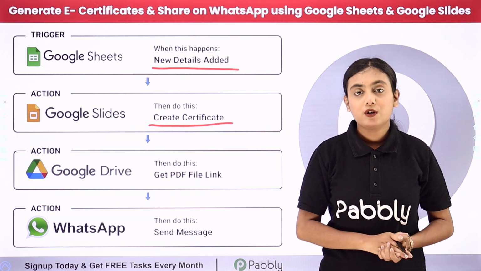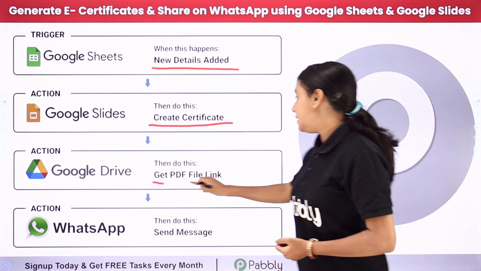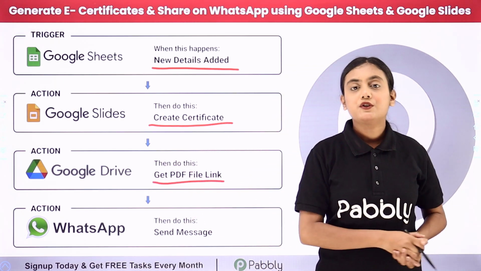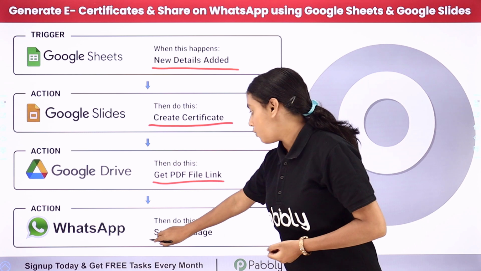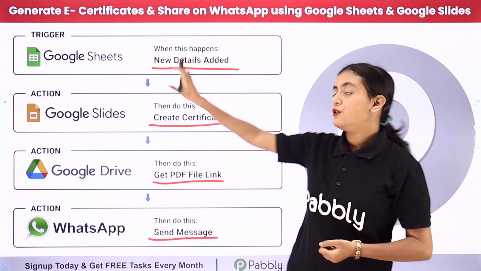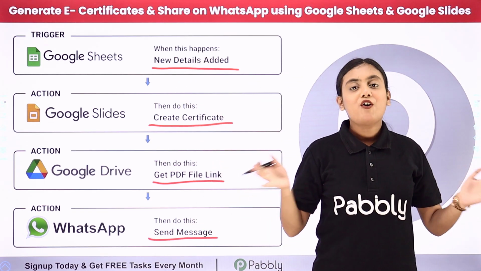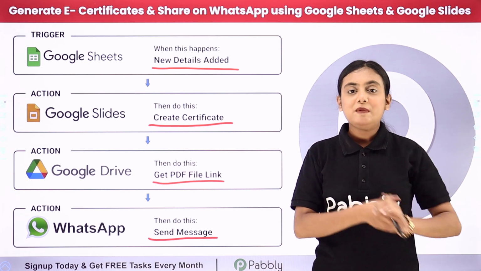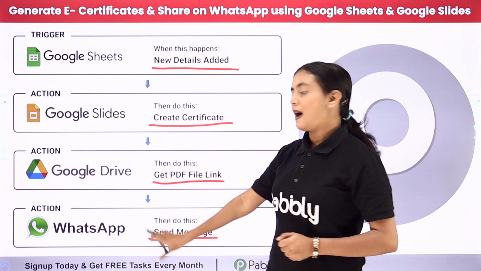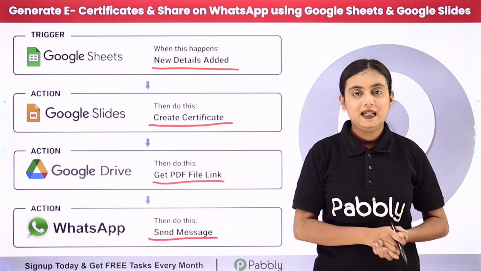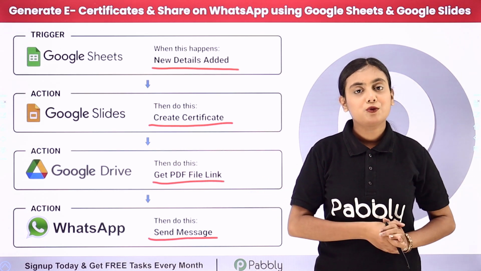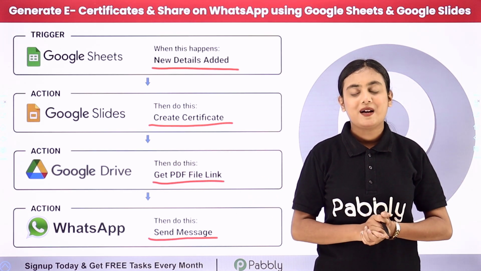And then with the help of Google Drive, we are going to receive a PDF file link, from which we're going to send a WhatsApp message to all of our interns whose details we're going to add into our Google Sheets. For that, we are going to simply create an automation between all of these applications with the help of Pabbly Connect. So if you want to learn how to do this automation, then let me take you all to my screen.